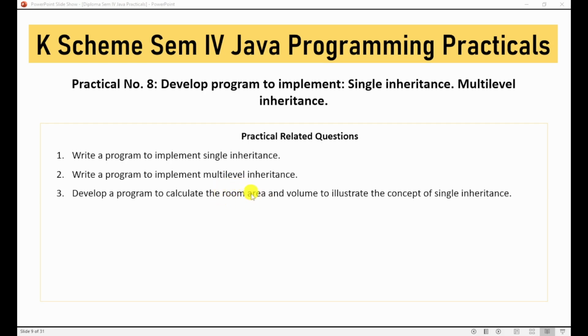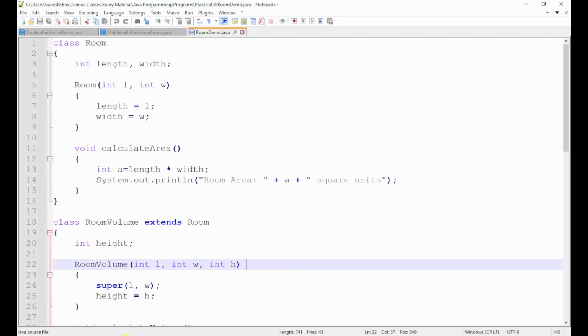I will take a room class, and inside the room class we will have length and width values. Then I will create a second class to calculate the volume of the room, and that will inherit the room class. Using the room class methods as well as the volume class methods, we will calculate the area and volume. This is how the inheritance structure of our program will be. So directly moving to the coding part.